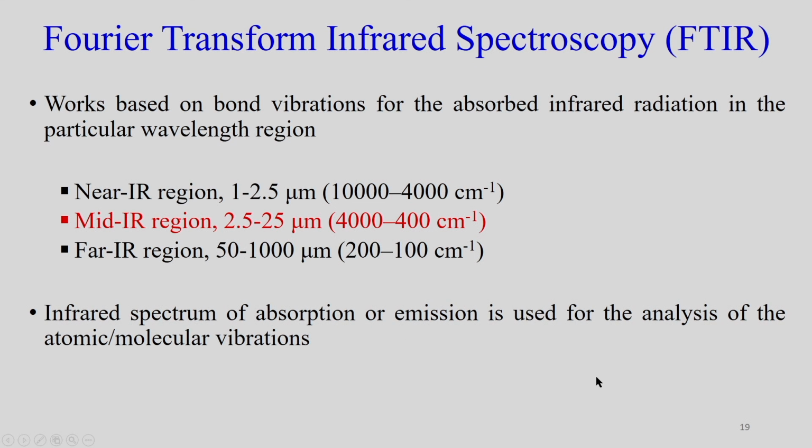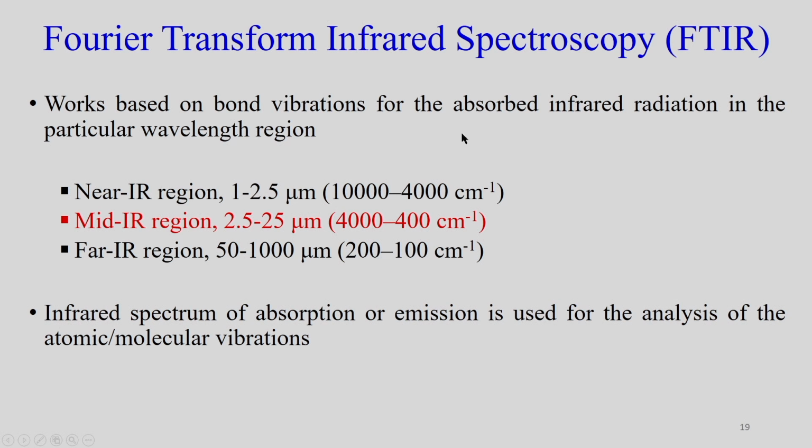So, next we'll discuss the FTIR quickly. FTIR, as we have already discussed, uses an infrared light source, so it is called infrared spectroscopy. And why it is called Fourier transform is this: whatever infrared light is processed after the sample, it is either absorbed or transmitted, and that is again processed using a Fourier transform to get the particular spectra, or you can say the FTIR spectra. So, basically it works based on bond vibrations.